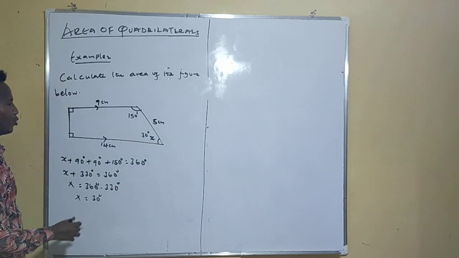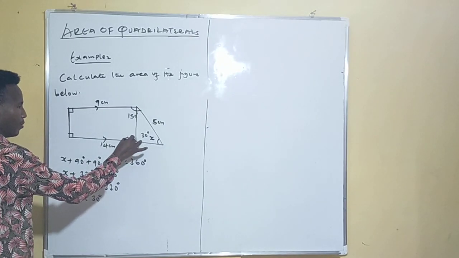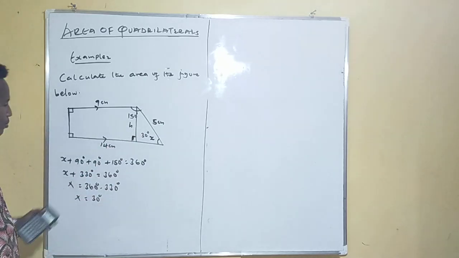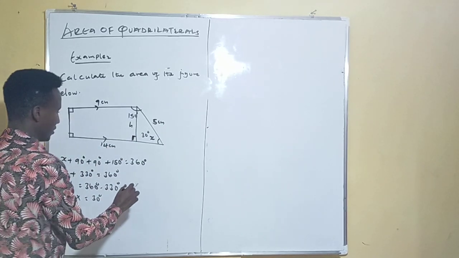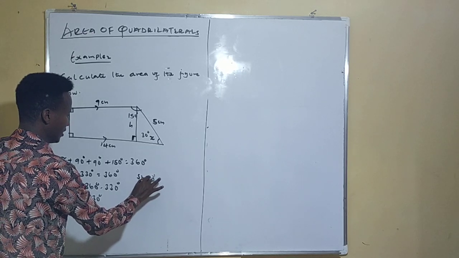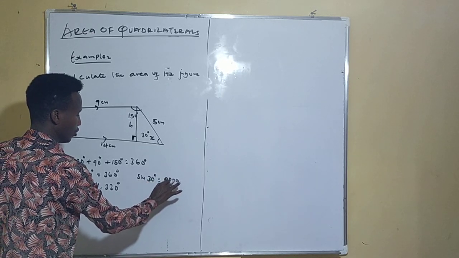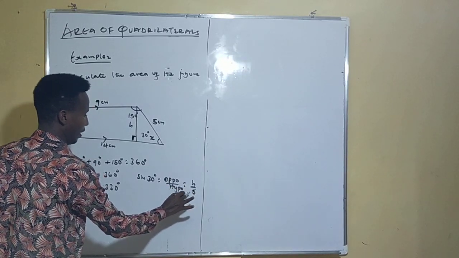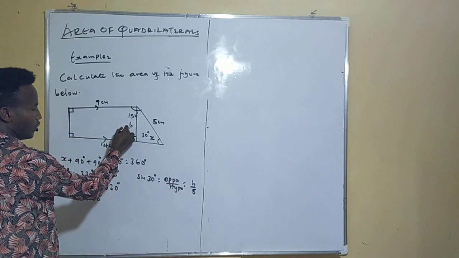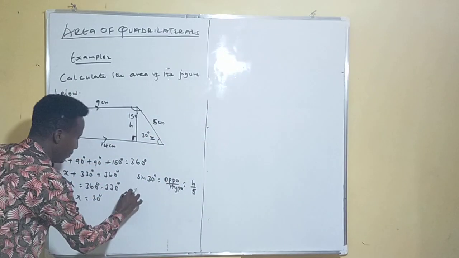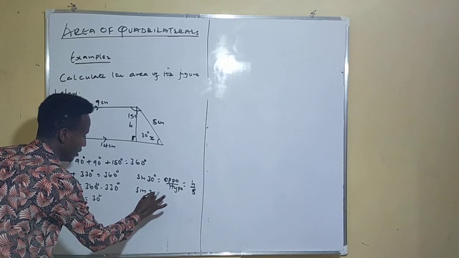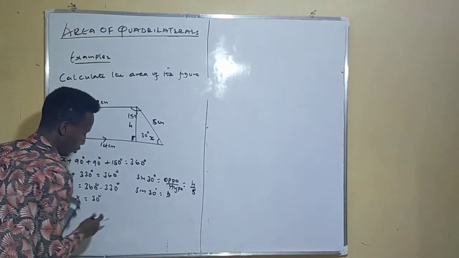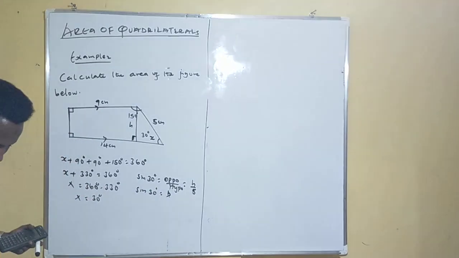Okay. Then what are we going to do? We are going to drop our height here. Right here, h. So let me express that. I will say sine 30 degree is equal to opposite over hypotenuse, which is equal to h out of 5. Because my opposite is that h, and my hypotenuse is 5. So I'll say sine 30 degree is equal to h out of 5. Let me write this clearly so you understand better.